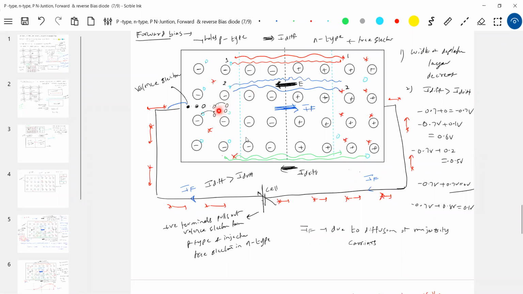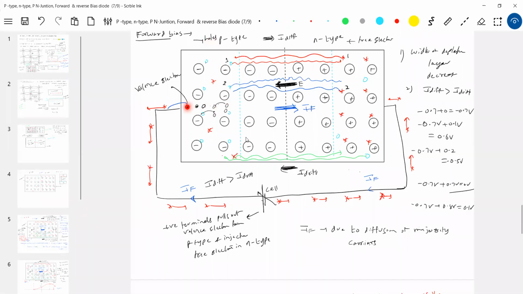And it will jump from hole to hole. Then how is the hole moving? The hole is moving towards the right. This electron will move in the form of a valence electron. So nothing but the hole is moving towards the right. So I'm showing it here.